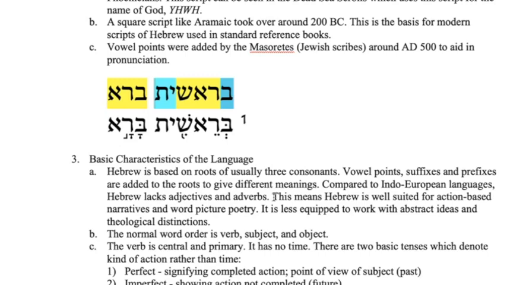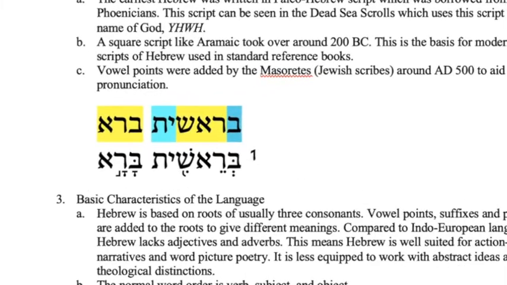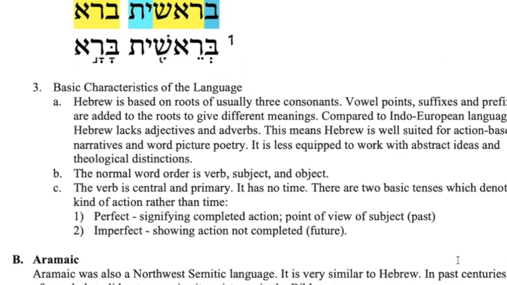So compared to Indo-European languages like English, Hebrew lacks adjectives and adverbs. It's kind of like a flat language. It's not very descriptive. This means Hebrew is well suited for action-based narratives and word picture poetry. It is less equipped to work with abstract ideas and theological distinctions. The normal word order is verb, subject, object. So here we have the verb towards the beginning of the sentence. The verbs usually come first, which gives us a clue.